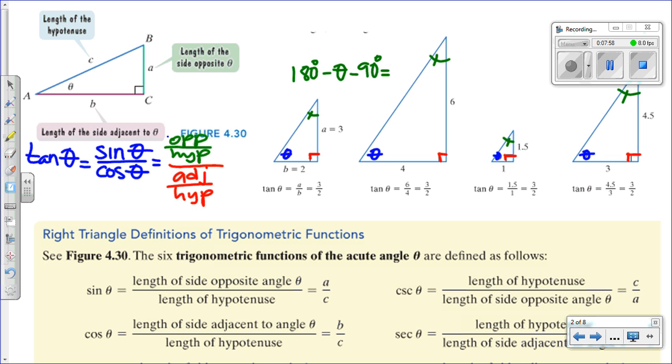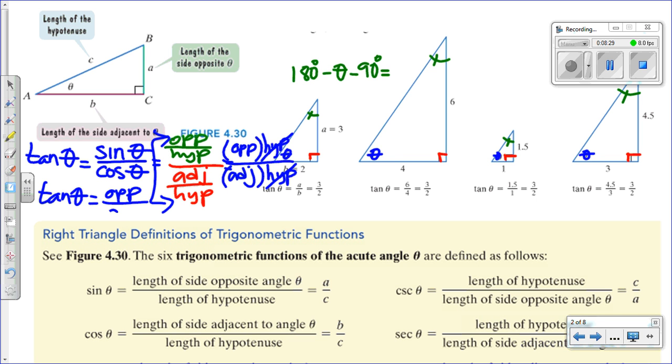So let's say I want to apply the sandwich rule here. It's almost lunchtime. So we'll have opposite times the hypotenuse divided by adjacent times the hypotenuse, and then the hypotenuse over the hypotenuse cancels out, right? Yes. And then what do we have left? Opposite over adjacent. So that is the notion we're going to use for tangent, okay? Opposite over adjacent, or y over x.